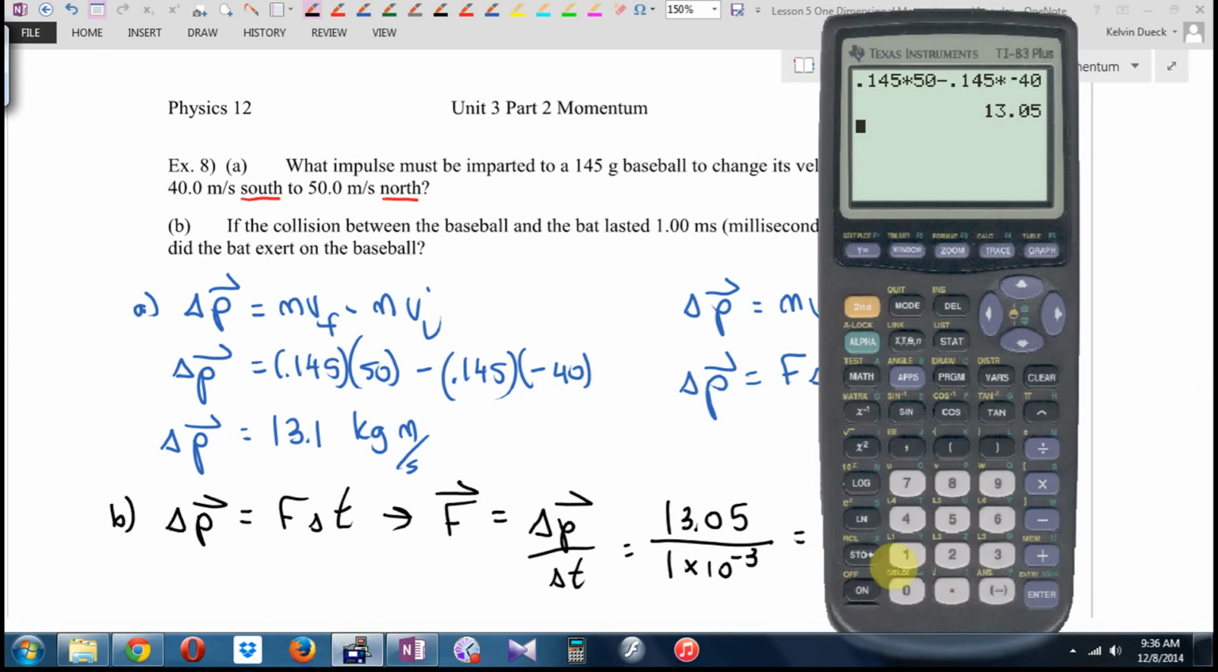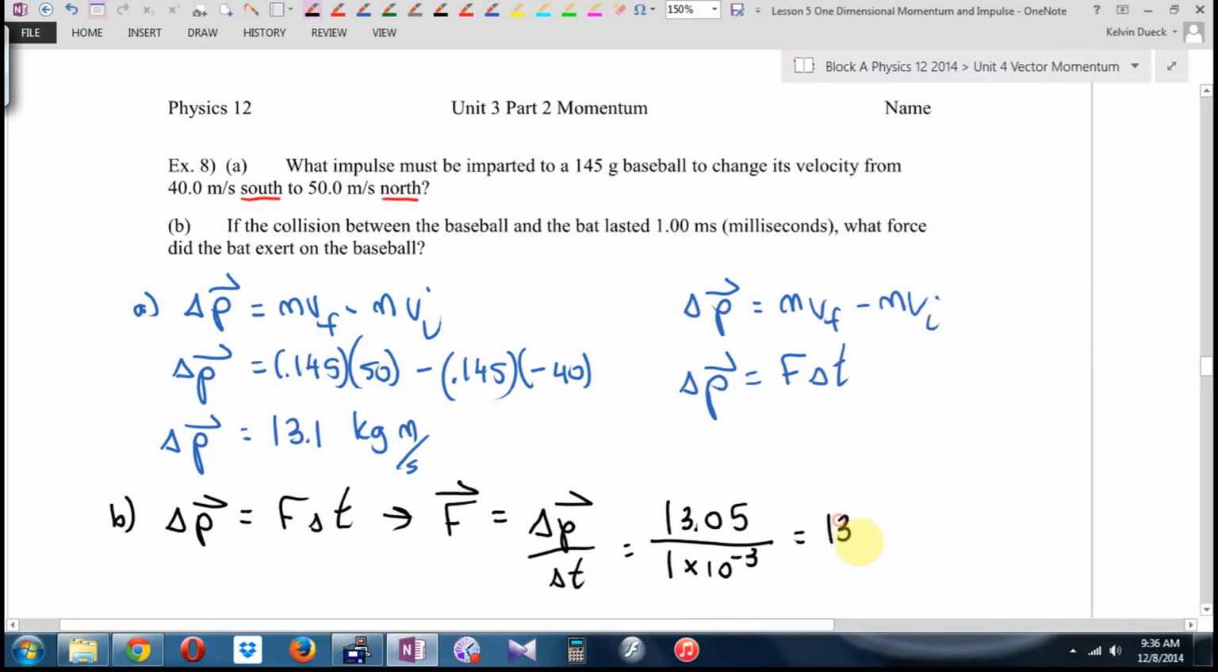So it's going to be 13.05 divided by bracket 1 times 10 to the negative 3. 13,000 newtons of force. Is that big? Would you want to get hit by a baseball bat? I think that's a reasonable answer. 13,000 newtons. I think that's why getting hit by a baseball bat accidentally would hurt, or on purpose would hurt. Okay.